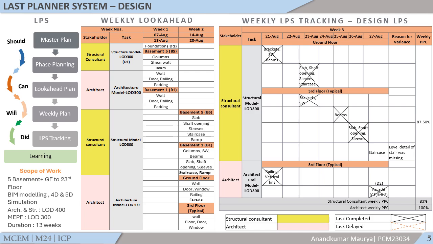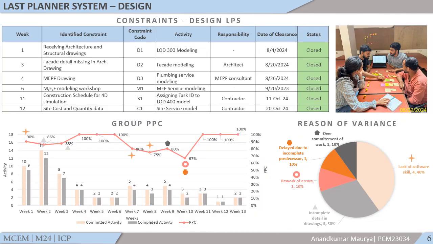Here one staircase model couldn't be completed because of the inaccurate drawing and the detail was missing in the drawing, which caused the activity to be incomplete and brought the PPC to 87.50 percent. This is for the planning of the weekly commitment for each week during LPS.